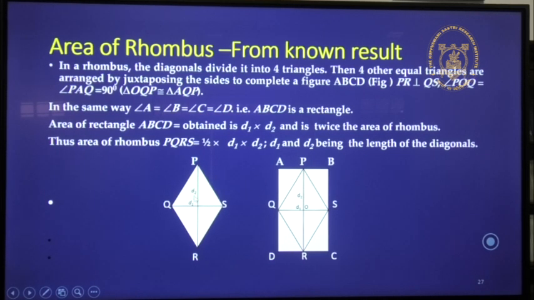So now, this is four triangles plus four triangles, eight triangles. The area of the rectangle, you know, is the product of two sides, d1 into d2. And this is exactly half of this, therefore area of this rhombus is half d1 d2.